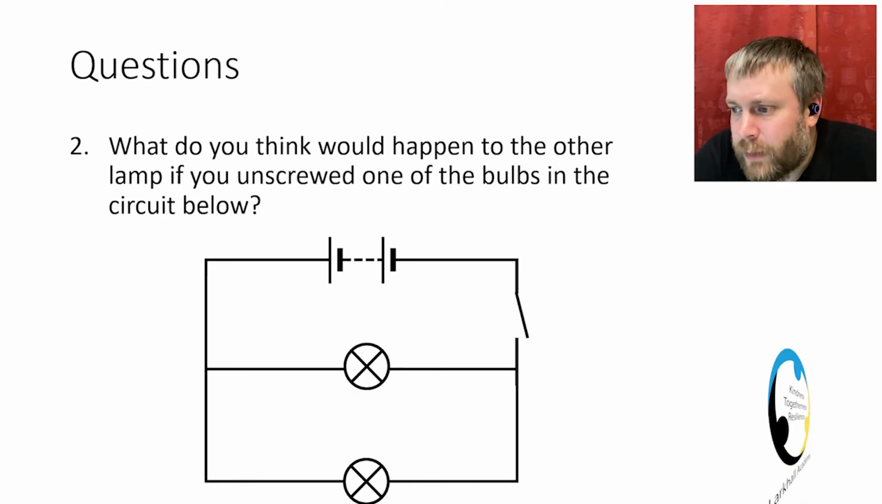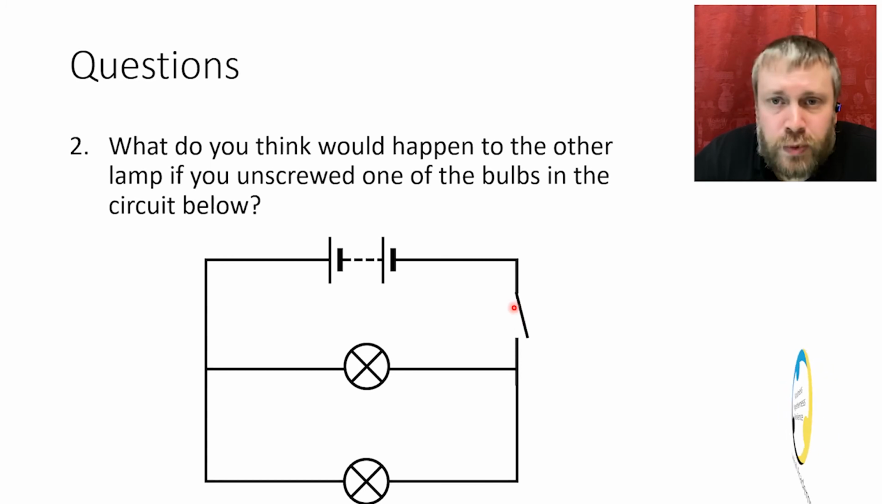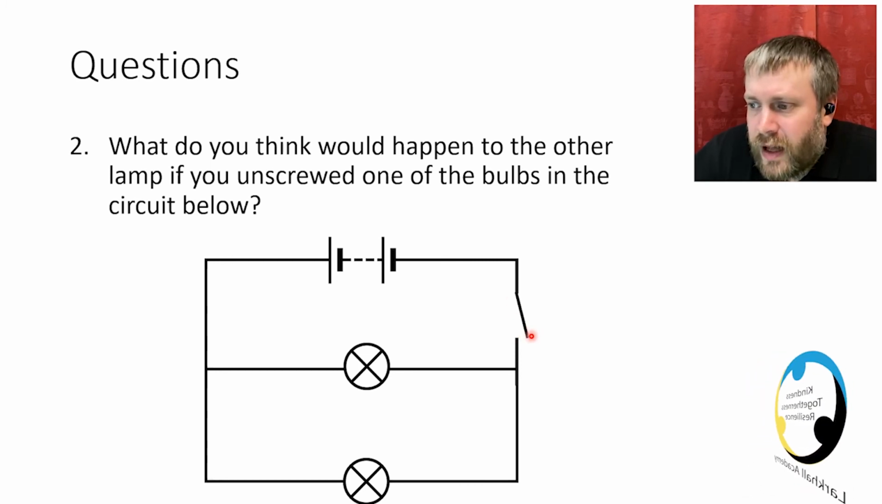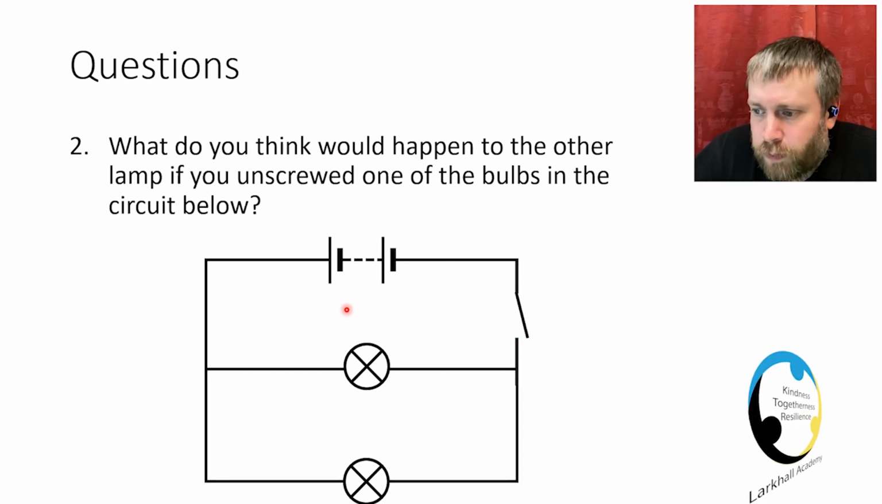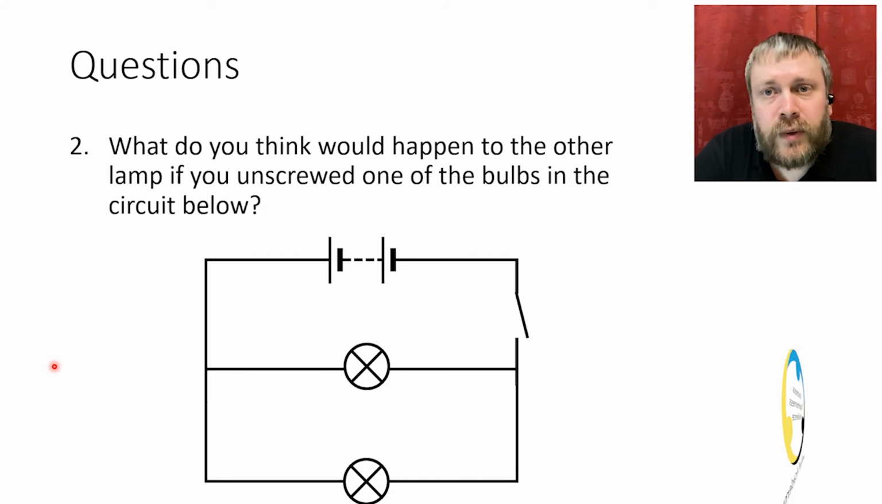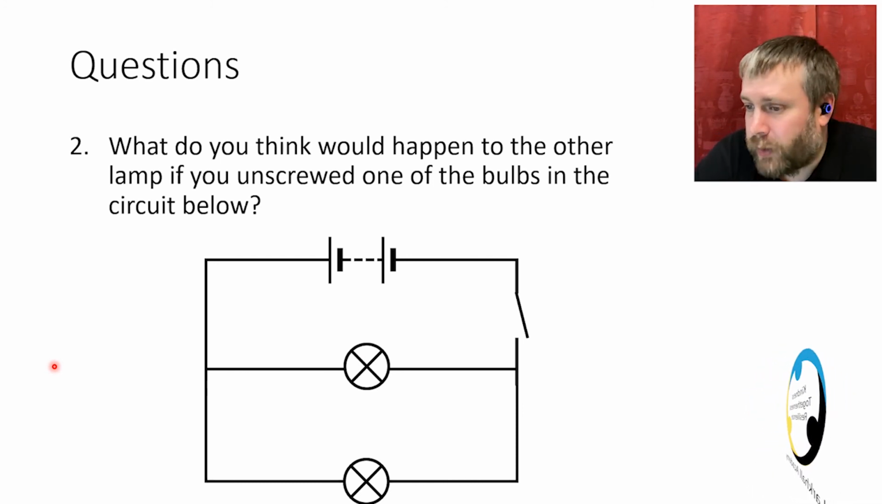Same question, but this time we've got a parallel circuit, okay? And just to be clear, if you see a switch, we presume the switch is closed, so don't worry about the switch in there. If the switch is closed and both bulbs are on, if you unscrew one of these bulbs from its lamp, what will happen to the other one? What do you think is going to happen to the other one?